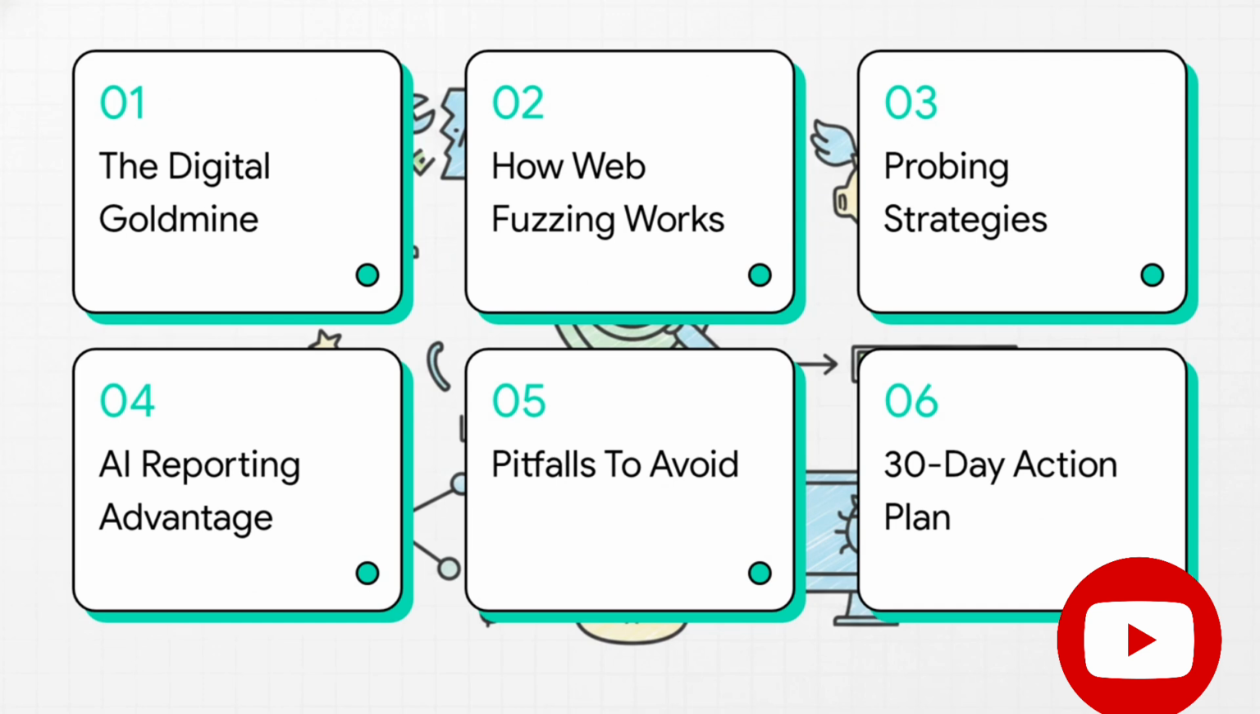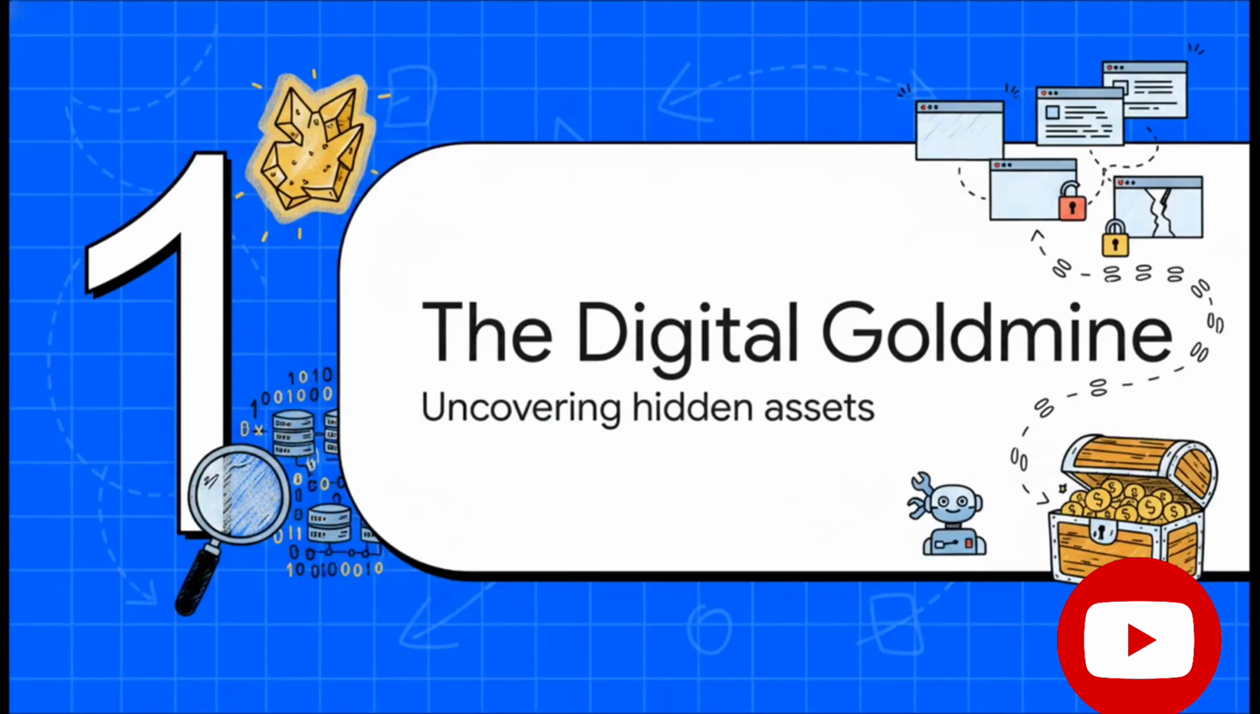So here's our roadmap for today's Explainer. We'll start with the digital goldmine, demystify how web fuzzing works, and cover 3 core probing strategies. Then we'll explore the AI reporting advantage, highlight common pitfalls to avoid, and wrap the whole thing up with your 30-day action plan. And hey, don't worry if you're a beginner, we're going to break all these concepts into easily digestible steps. Section 1. The Digital Goldmine.